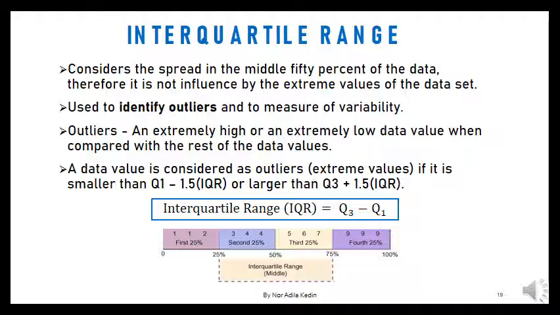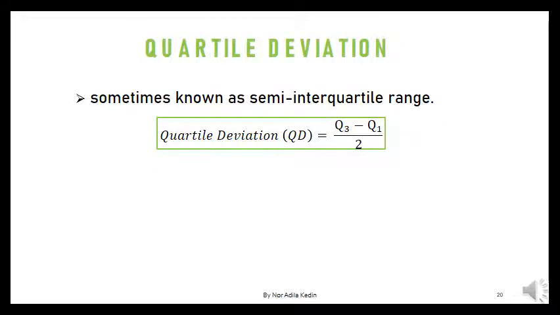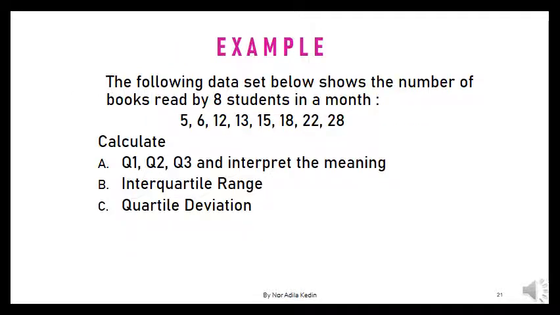Okay, this one is interquartile range. Now, interquartile range adalah Q3 minus Q1. So far itu je yang dia tanya dalam exam. Dia tak pernah tanya banyak-banyak apa itu interquartile range. Quartile deviation, atau also known as semi-interquartile range adalah Q3 tolak Q1 bahagi 2. Semi ni adalah separuh. Kalau tadi interquartile range Q3 tolak Q1, semi interquartile range adalah Q3 tolak Q1 dibahagi dengan 2. So kita tengok example.